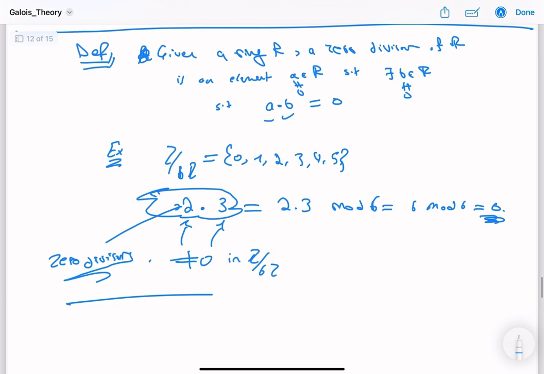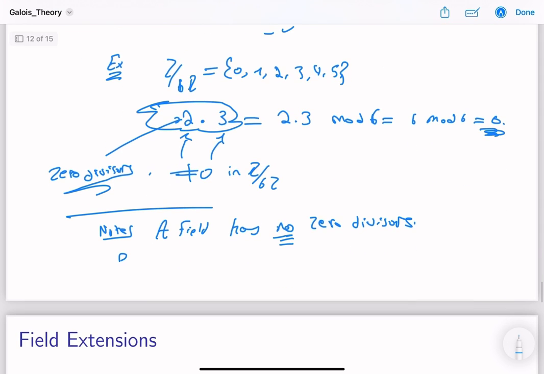And the property that I was using about fields that I wanted you to know is, so this is a note here: a field has no zero divisors. And let me prove this because this is important. Just a one line proof. So let me just give this field a name, F, right? A field F has no zero divisors. So in a field, there can't be zero divisors.